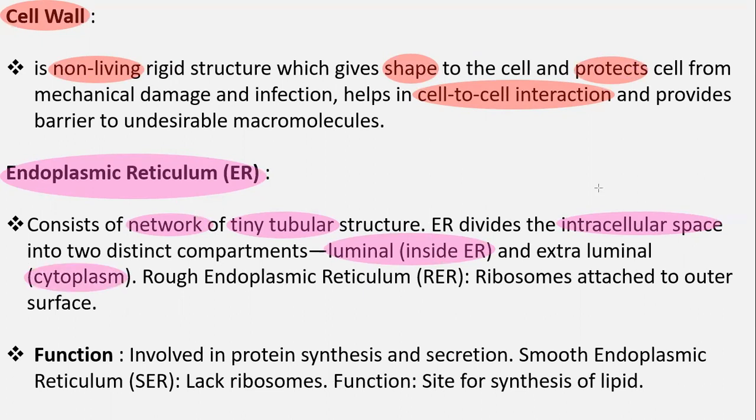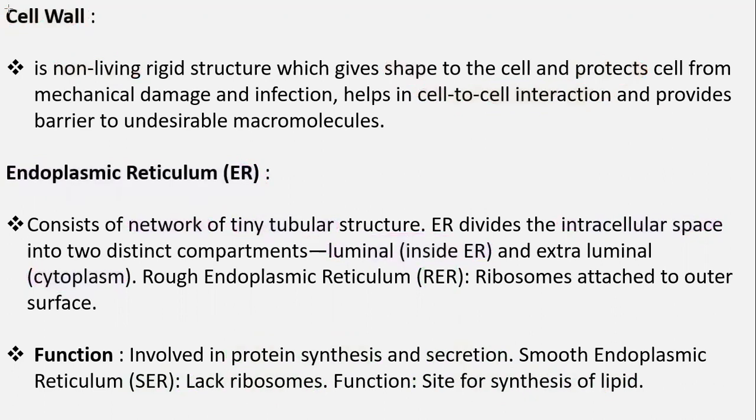So rough endoplasmic reticulum is there, smooth endoplasmic reticulum is there. That is, RER, or rough endoplasmic reticulum, has ribosomes attached to the outer surface. Its function is protein synthesis and secretion, whereas the smooth endoplasmic reticulum lacks ribosomes, and it is a site of synthesis of lipids. Is it clear for everyone? So these are the important points which we have to discuss over here.